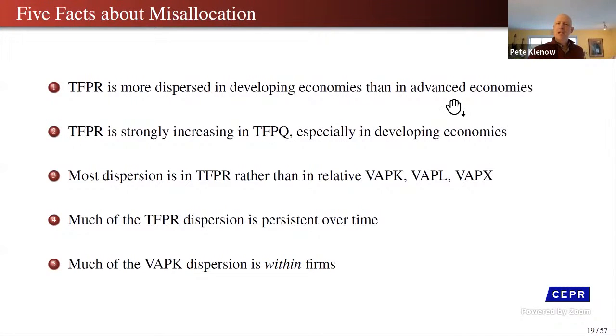I mean, I'm going to touch on that because I'm going to say TFPR is strongly increasing in TFPQ, and I'm going to argue that's going to make firms much smaller and plants much smaller in developing countries. That the fact that this is steeper in developing countries than in rich countries might be contributing to why average firm size is so different. Is that what you're alluding to?